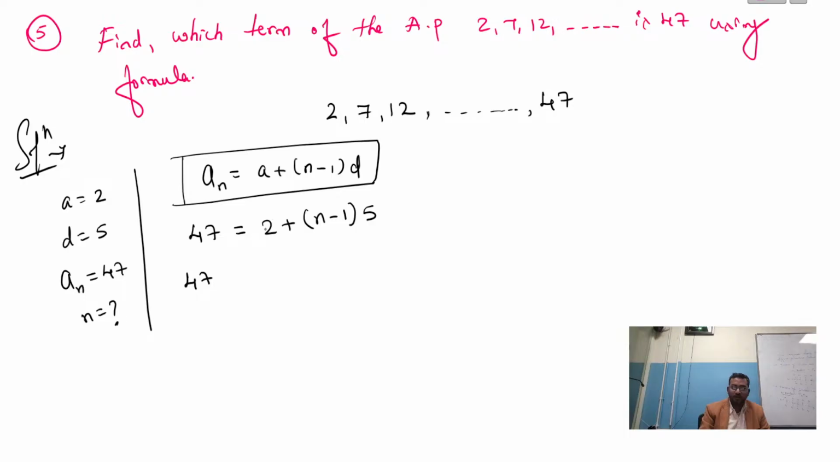Now 47 plus 2 come this side, it becomes minus 2, is equals to 5 into n is 5n, plus into minus, minus 5 ones are 5. 47 minus 2 is 45, that is equals to 5n minus 5.